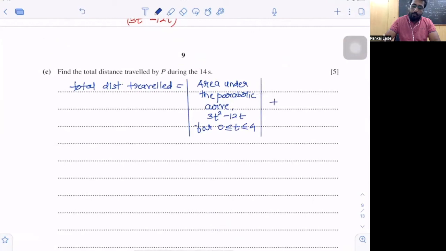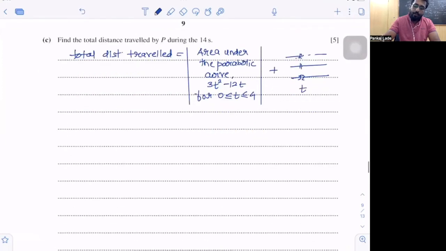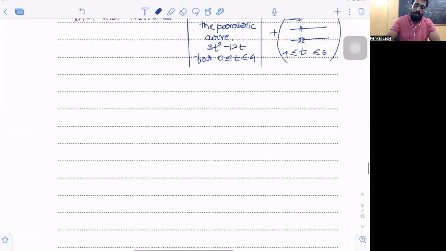Okay. Then plus the next part is again area. So I'm going to write same area under the parabolic curve. Equation is same, right? But t is lying from where to where? T is lying from 4 to 6 seconds. No need to put a modulus sign. And plus area of triangle.